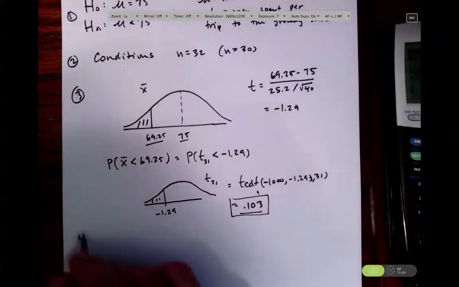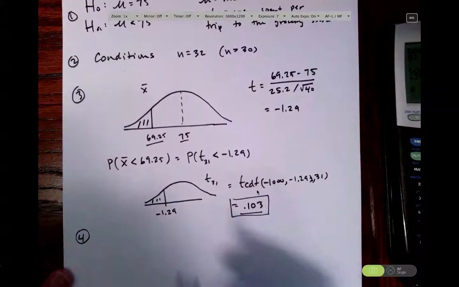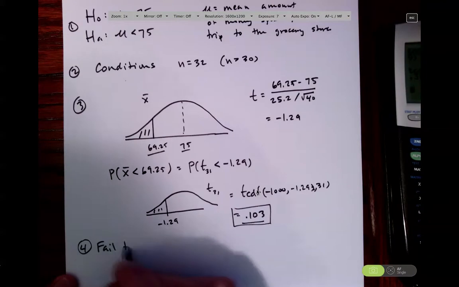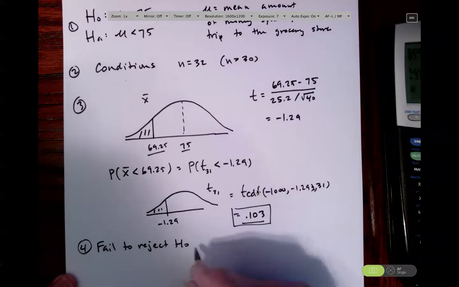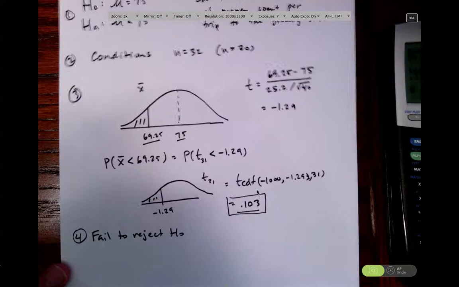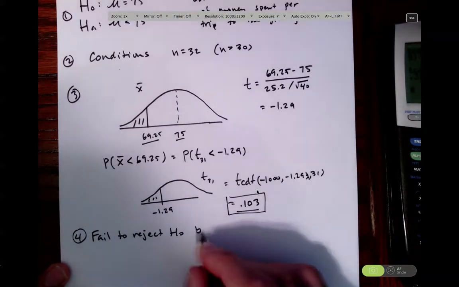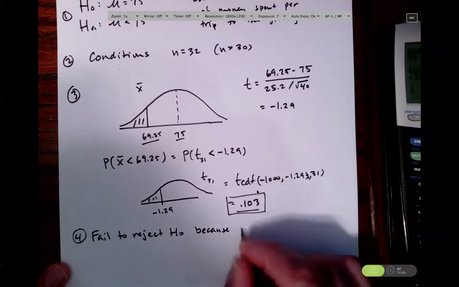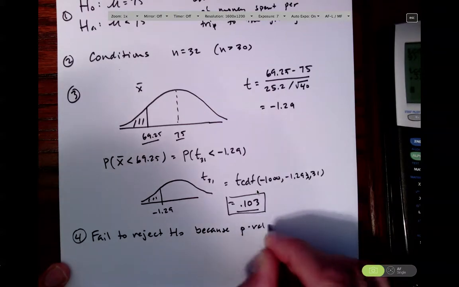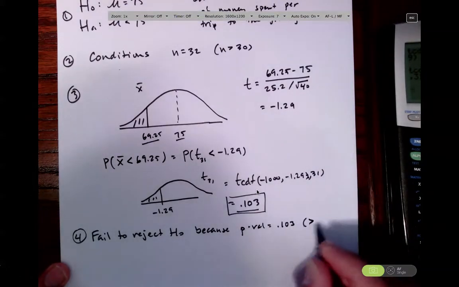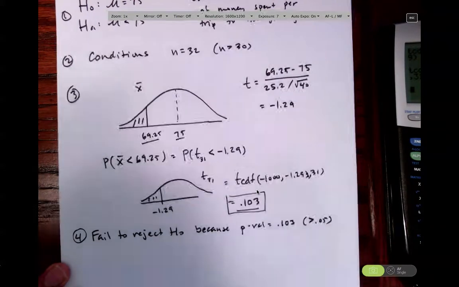So my conclusion is not to accept the null hypothesis, but to fail to reject it. We failed to reject the null hypothesis. We're saying we don't have enough evidence against it. And again, we want to say a reason why. My reason is because the p-value is 0.103, and that's greater than 0.05. It's bigger than the alpha level.